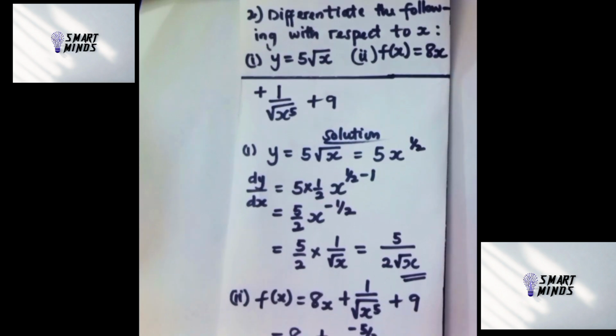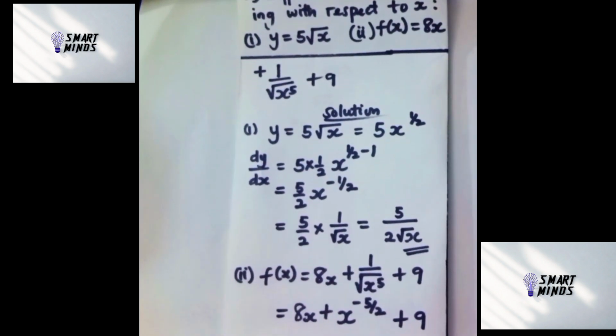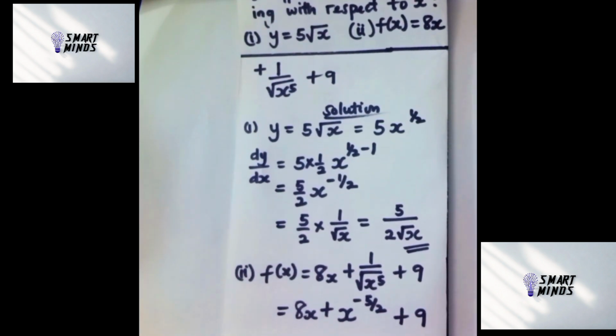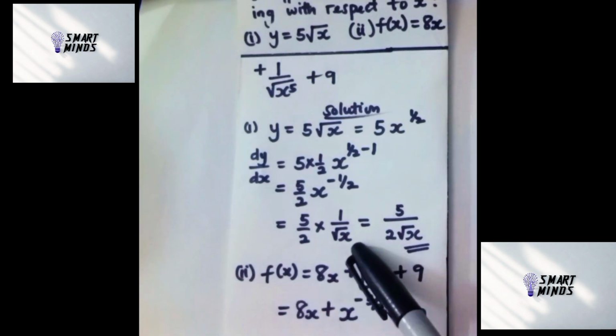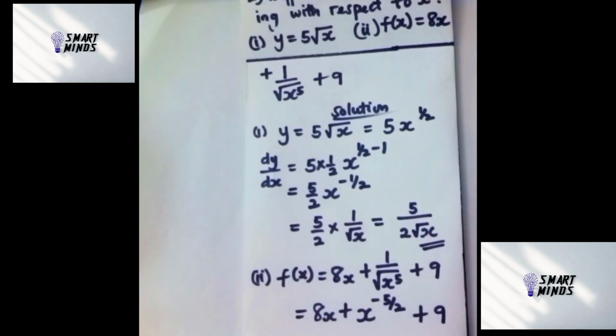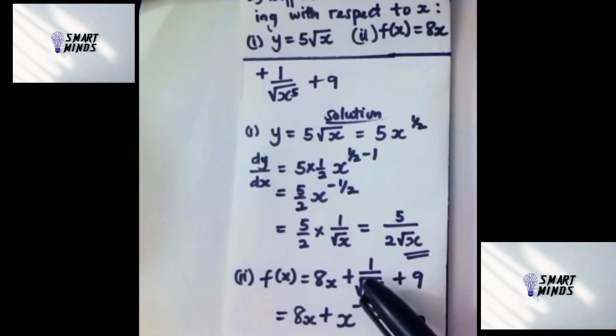Now the second part of the question, we have f of x equals 8x plus 1 over root of x raised to power 5, plus 9. So like I told you, this expression, we need to rewrite it. So by rewriting this expression, we are going to have it as x raised to power minus 5 over 2.